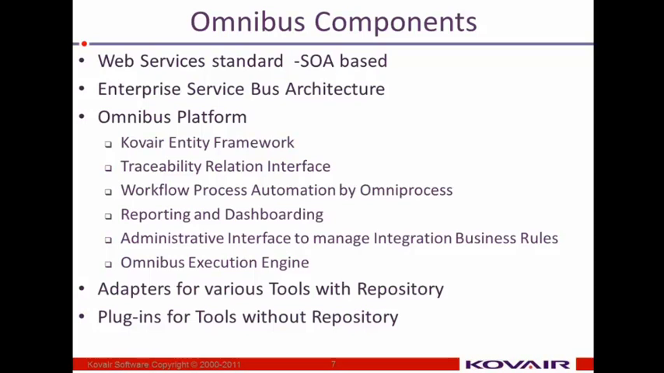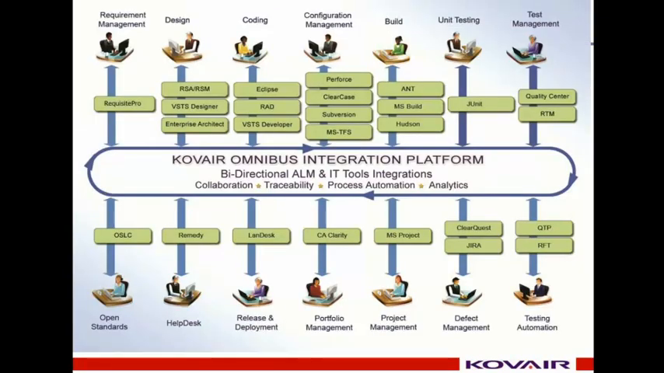Other than the Omnibus platform, you will need the adapters for the particular tools which you would like to integrate, and also the plugins, for example, for Visual Studio or Eclipse. These are the adapters available today for a number of different tools in the market. As you can see, Covier covers a lot of ground in terms of all the popular development tools, and they cover all the different phases of development.